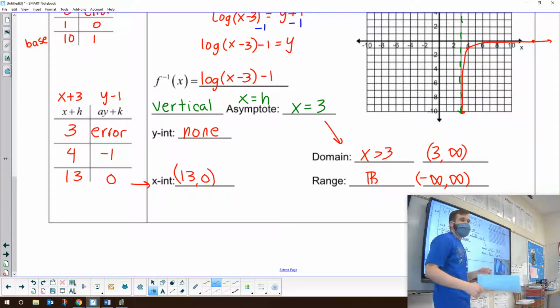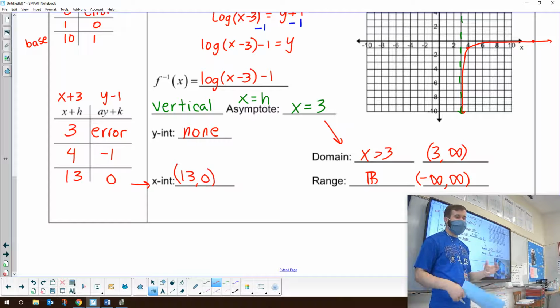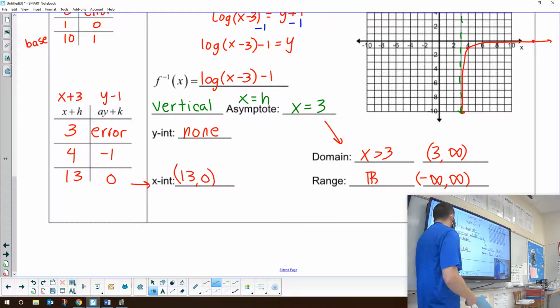Okay? Remember, you can use your calculator to help you figure this out, to help you look at your graph, and to help you look at some points that you know are going to go on your graph. All right? Okay, so let's go ahead and turn the page. We're going to do our last one.